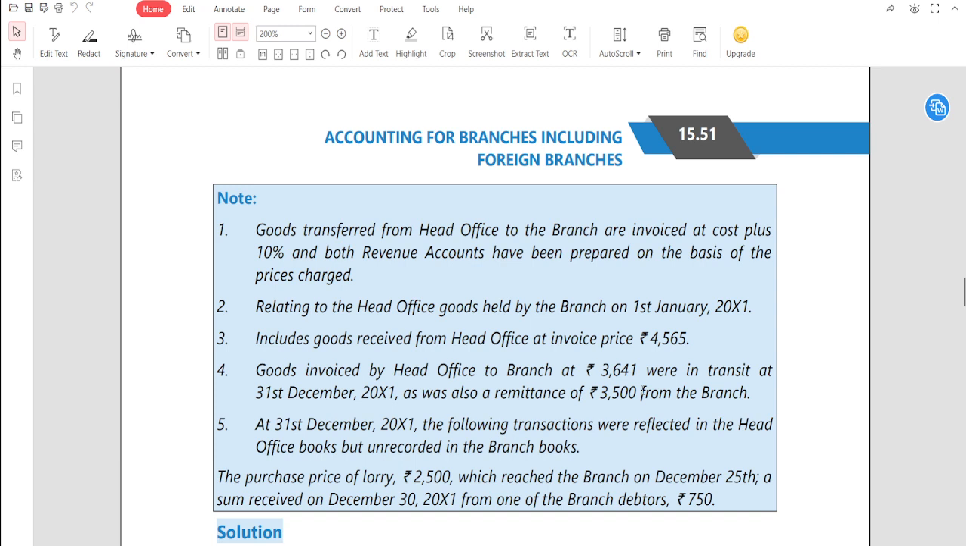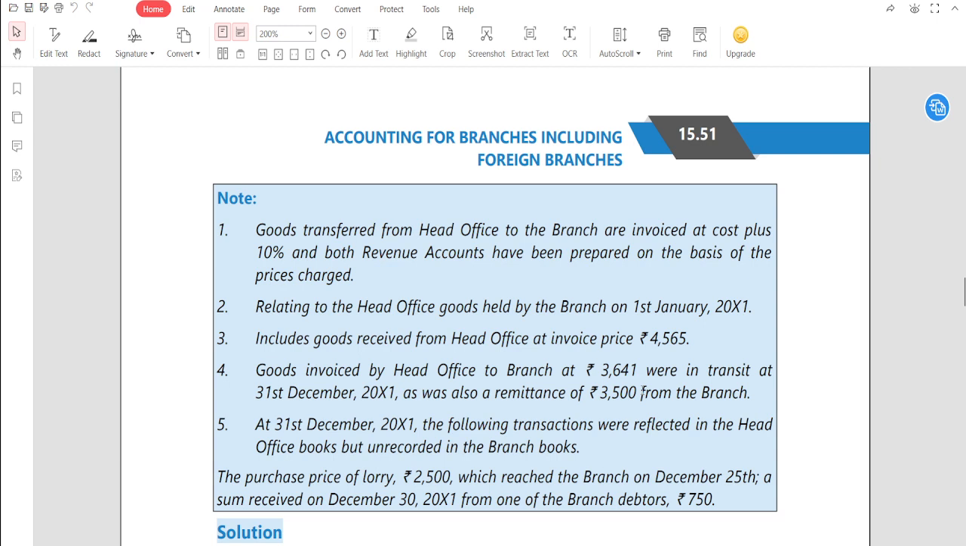Okay, see. दो तरफ से यहाँ पे बहुत क्रिटिकल है. गुड्स इनवॉइस बाय HO क्रिटिकल नहीं है, ठीक है. गुड्स इनवॉइस बाय HO इन ब्रांच 3641 जो कि ट्रांजिट में है गाइस. हाँ ट्रांजिट है तो इसका जर्नल क्या होगा? गुड्स इन ट्रांजिट अकाउंट डेबिट टू HO, ये कर सकते हैं हम लोग. And at 31st December, as was also a remittance of 3500 from the branch. It means the branch is also making a remittance to the HO of 3500, which was also in transit maybe.